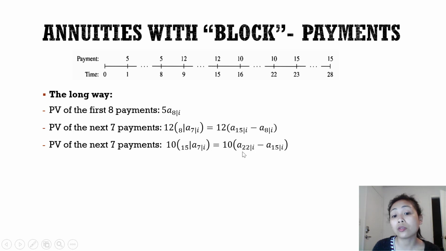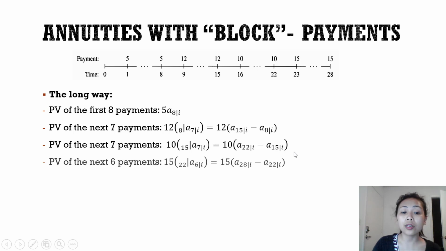We have 10 times a sub 8 angle j, subtract a sub 15 angle j. Now we continue working on the last 6 payments, the last block. So this is the last deferred annuity, deferred to time 22 right here, because the payment of 15 starts 1 year from time 22. This is an annuity immediate. So 15 times a sub 22 plus 6, that is 15 a sub 28 angle j, subtract a sub 22 angle j. 28 here is from 22 plus 6.